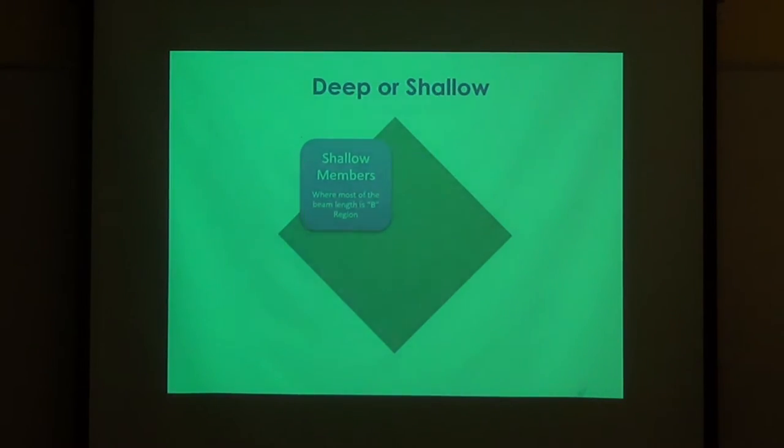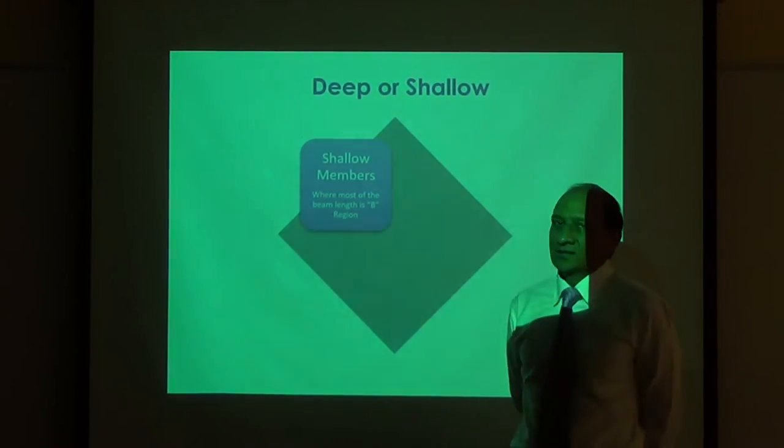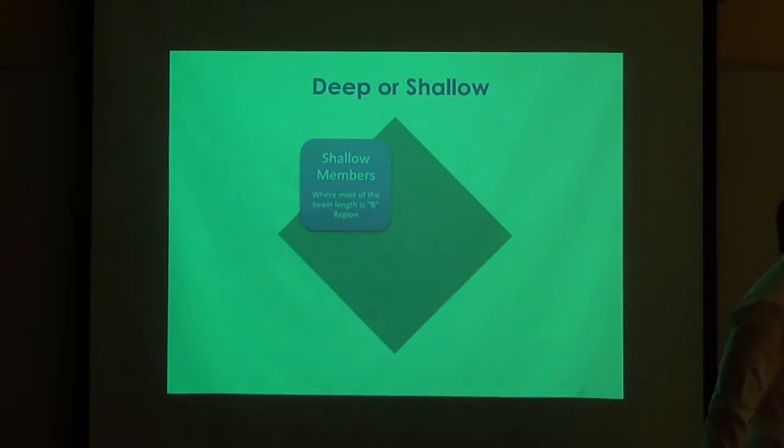So, deep or shallow? Now we are going to talk about which beam is called deep, so that we can use the strut and tie or has a disturbed region, and which beam is shallow, so I can use my novel theory. How do we decide, right? Shallow members are where most of the beam length is B region. If most of the beam is B, then it's a shallow beam. If the length of the deep section is very small, less than 10%, or 5 to 20%, some number, it's a shallow beam, right?